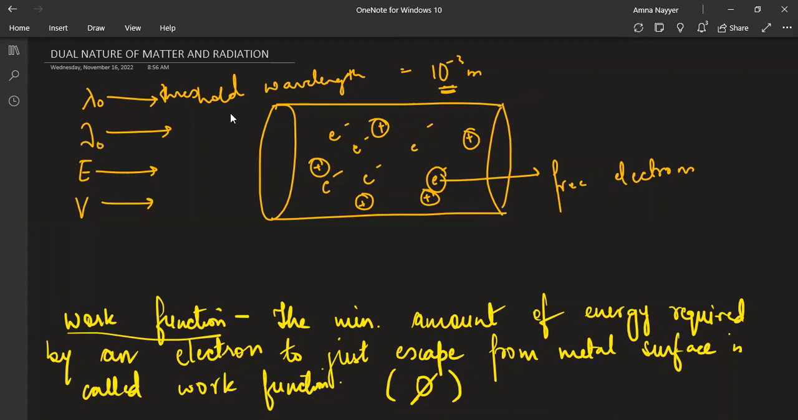This wave frequency is known as threshold frequency. The minimum energy that is required is known as work function. The minimum potential that is required is known as stopping potential or cutoff potential. These terms will come, and these have been clearly written in your notes.